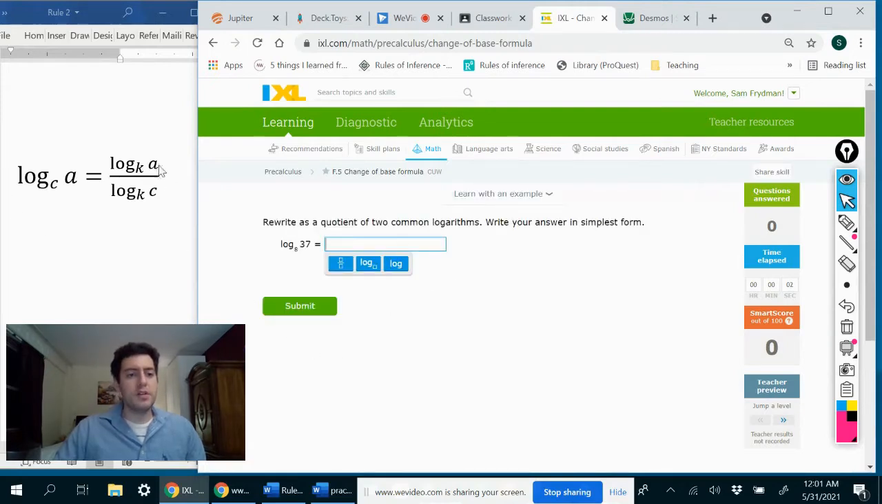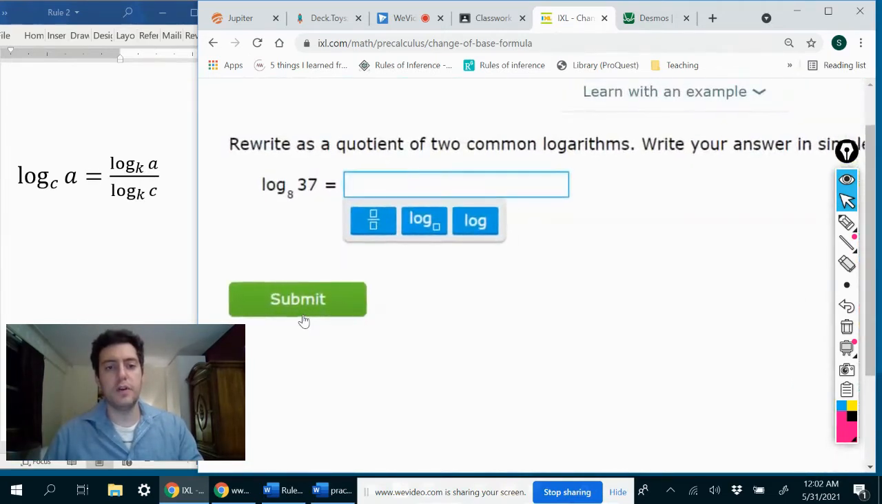Okay, so remember, here's the change of base formula over here, and it looks complicated, but it's not really. So if we have the log to base c of some number a, then we would just put the a over here and the c over here, and we could say that this is equal to the log of a divided by the log of c to some base k, where k can be any non-negative number except for 0 and except for 1. All right, so let's look at the first problem over here.